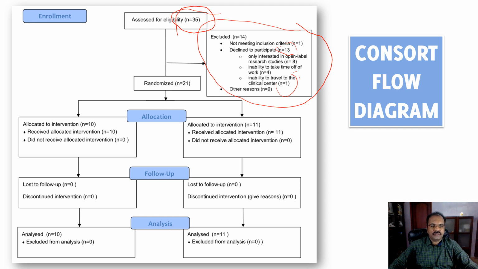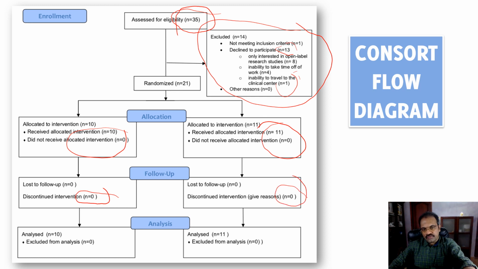Then, if one or some of the patients did not receive the intervention in either of the groups, how many of them did not receive it, and why? And the follow-up: how many people came for follow-up in both the groups? If somebody did not turn up for follow-up, whether they completed the intervention or discontinued the intervention, if the reason is available, the reason is also mentioned.